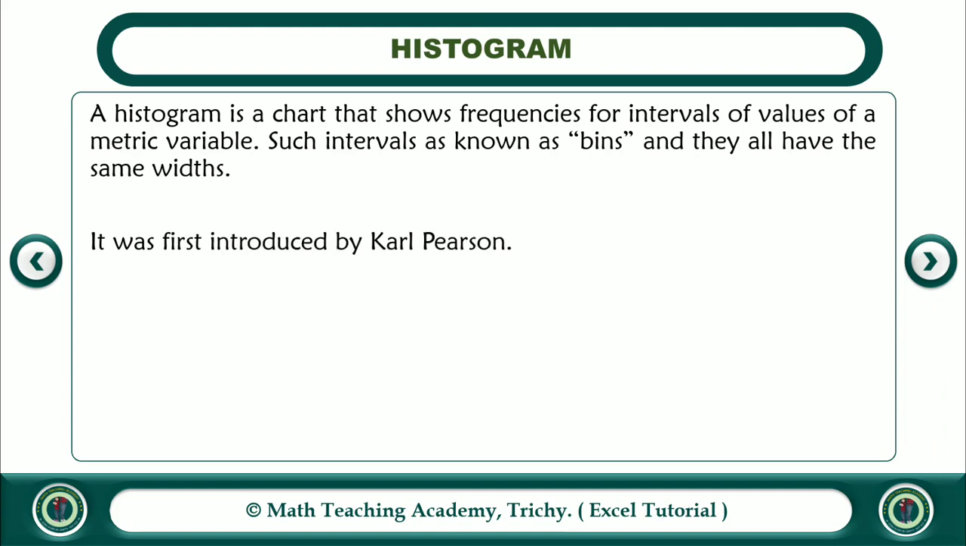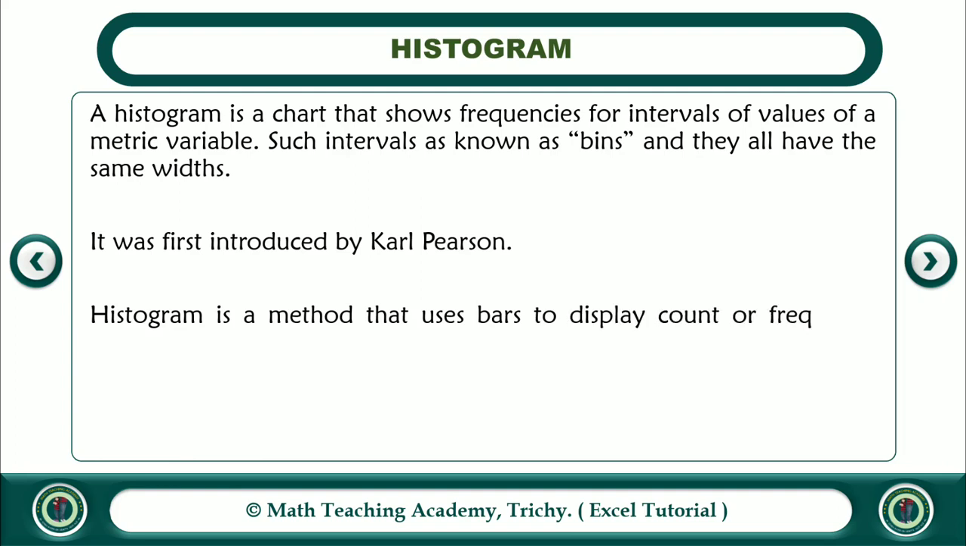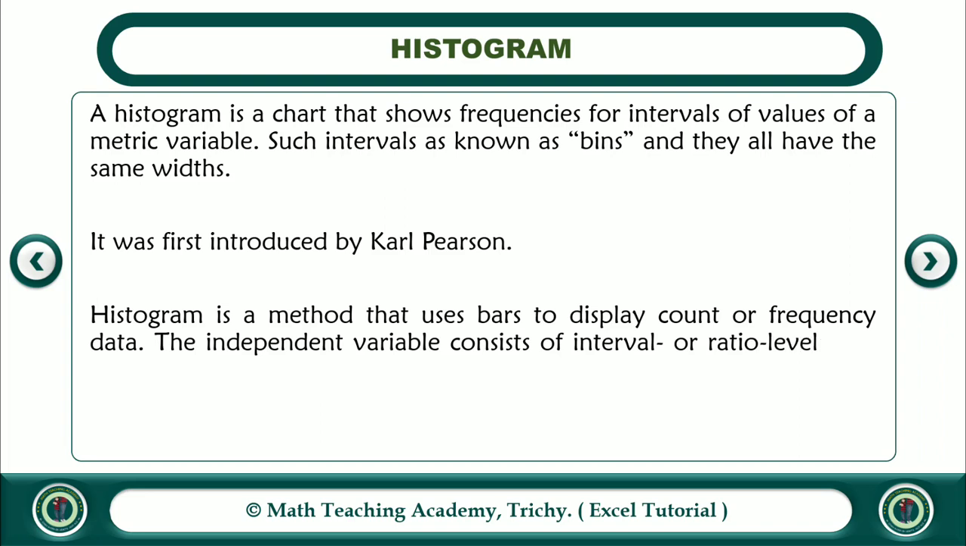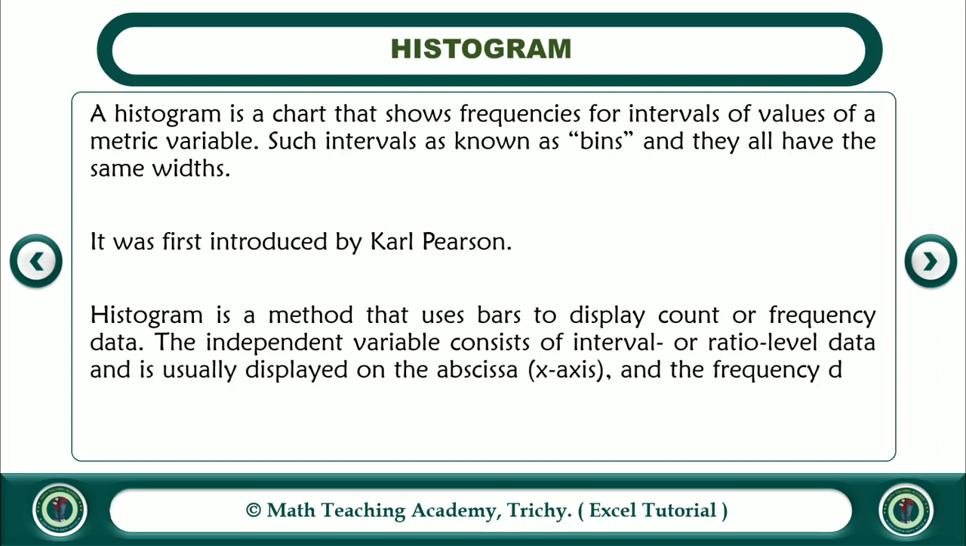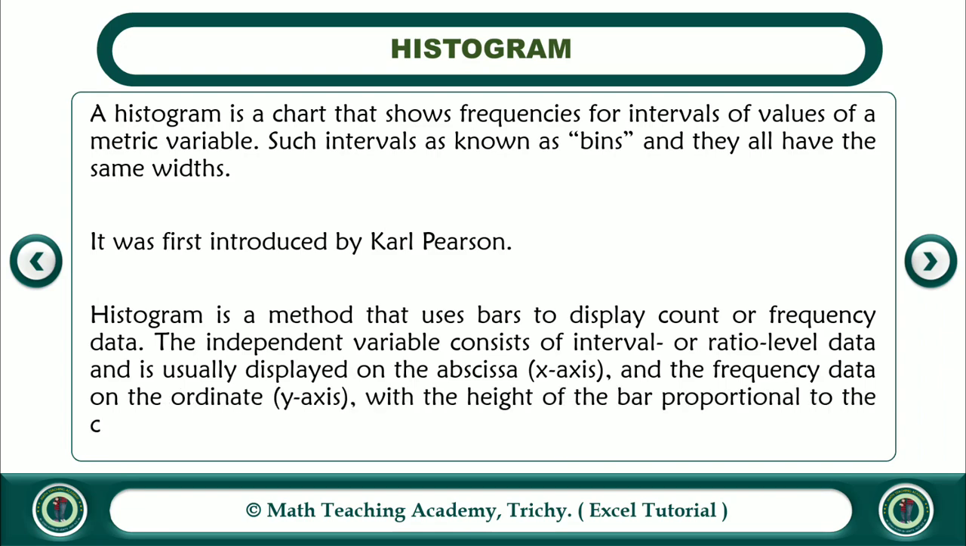It was first introduced by Karl Pearson. A histogram is a method that uses bars to display count or frequency data. The independent variable consists of interval or ratio level data and is usually displayed on the x-axis and the frequency data on the y-axis, with the height of the bar proportional to the count. Here, if you want to draw a frequency polygon for the number of counts corresponding to the given class interval, then you will go for a histogram.